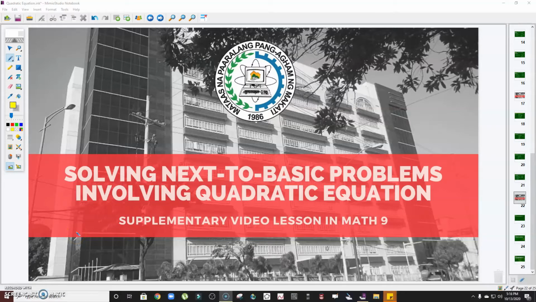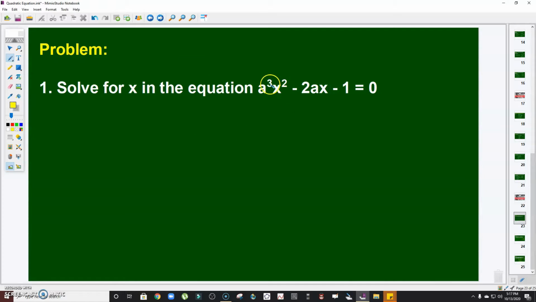At this point, it is expected that you are already familiar with the four techniques or methods in solving quadratic equations. Namely, the first one is by extracting the roots, second is by factoring, third is by completing the square, and of course, using the quadratic formula. Now, in this video, I'm going to present three problems in which we're going to select which method or technique is appropriate for those problems.